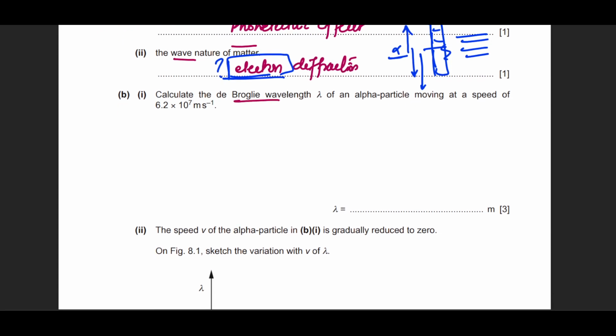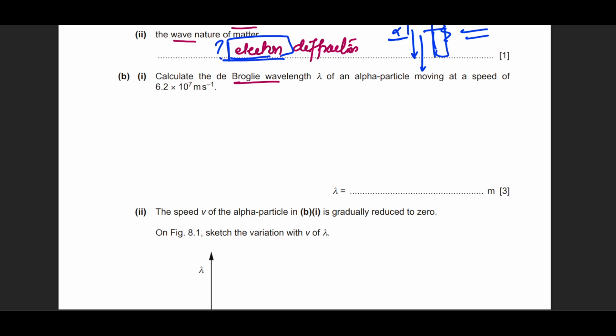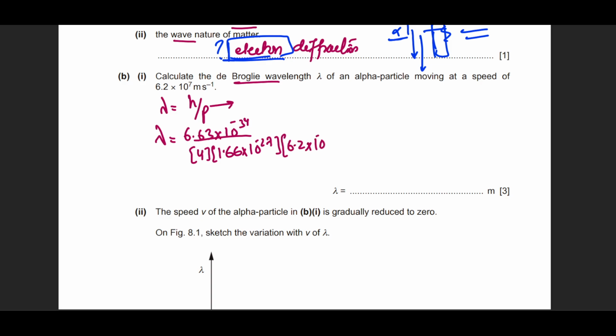Calculate the de Broglie wavelength of an alpha particle moving at this speed. The wavelength formula for de Broglie is very simple. We mentioned it in the syllabus as well. So lambda equals h divided by p. This is what we want to calculate. So lambda equals, Planck's constant is 6.63 times 10 to the minus 34, divided by momentum. The mass of an alpha particle is 4 times the standard mass unit, 10 to the minus 27. Now p is momentum, by the way, right? So this is the velocity, which is 6.2 times 10 raised to power 7. So lambda of the alpha particle comes out as 1.61 times 10 raised to power minus 15 meters.